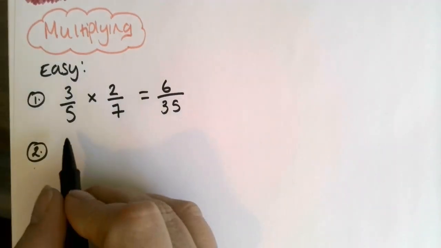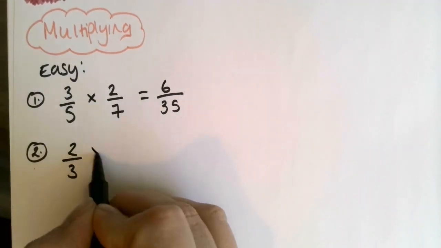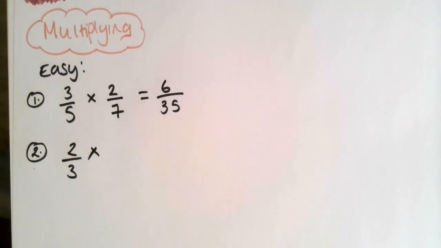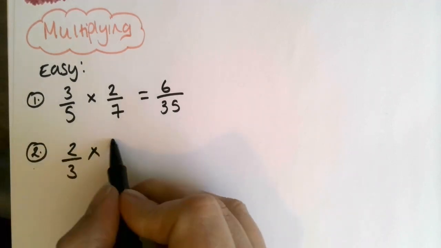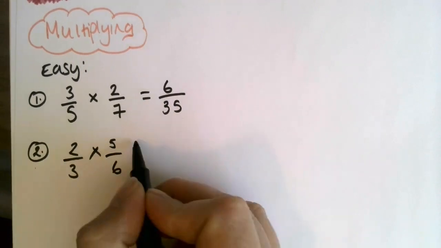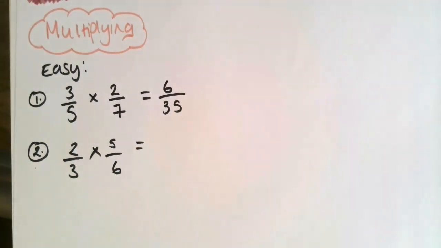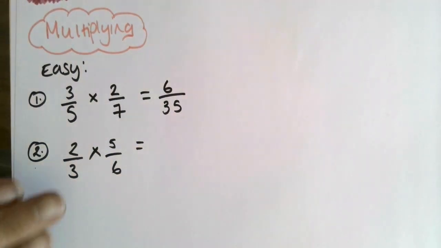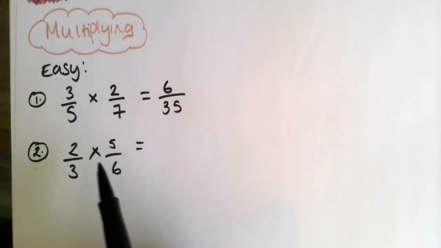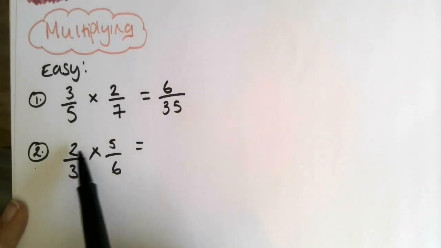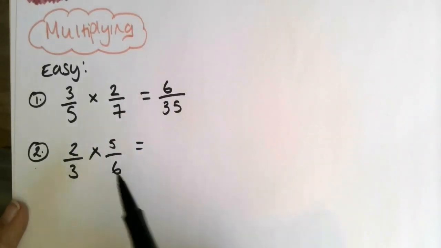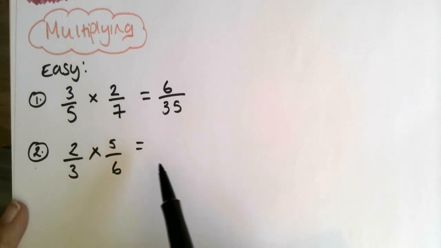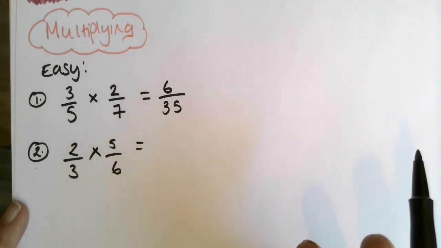So say I had 2/3 and I wanted to multiply that by 5/6. Okay, so with ones like this, it would absolutely be fine to just do top by top, bottom by bottom. 2 times 5 gives me 10. 3 multiplied by 6 gives me 18. That would give me 10/18, and then I would have to simplify then.